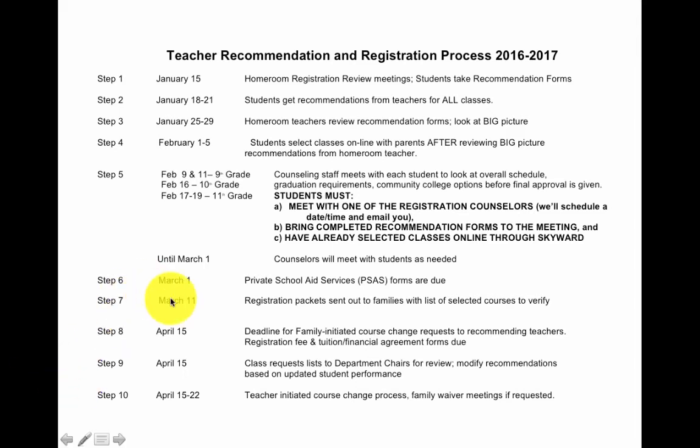Step 7, March 11th. Registration, about middle of March, registration packets will be sent out to families with a list verifying the courses that you and the counselor selected online. And the homeroom teachers said, yeah, we looked at the big picture. We think this is the best thing for you to do. Now, you and your parents may disagree with those recommendations. Maybe the wrong course was entered for some reason, or maybe your plans have changed in the 2 months since you filled out the form.